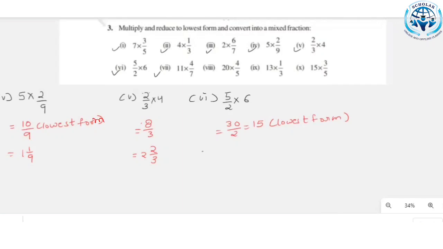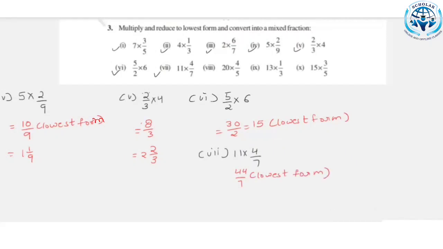Now the seventh one, 11 into 4 by 7. Remember one thing, we can convert only improper fraction into mixed fraction. 11 4s are 44, 44 by 7, it is already in the lowest term. Now we will divide 44 by 7 to get the mixed fraction as 6 2 by 7.